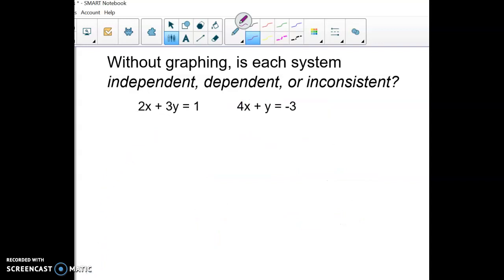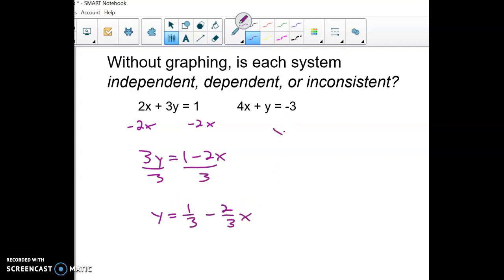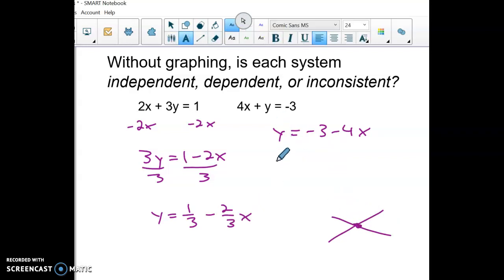All right, give this one a shot. Pause the video. All right, the new steps to get y alone again. So minus 2x here. So we have 3y equals 1 minus 2x, divided by 3. So we get y equals 1/3 minus 2/3 x. And then for this one, we're going to minus 4x from both sides. Right? And so since they have different slopes, we know they're going to cross, right? If the lines have different slopes, they're going to cross at some point. So this is going to be the one solution case.